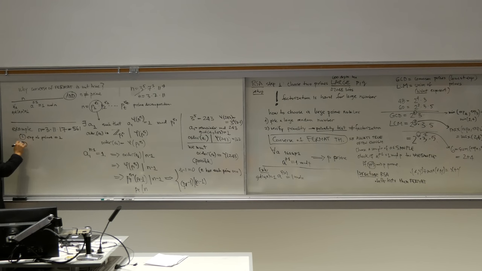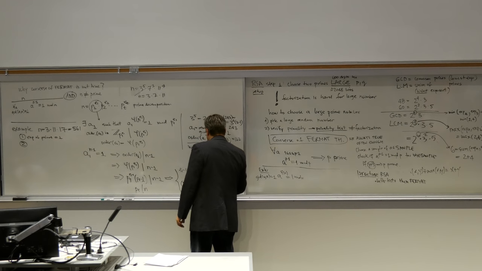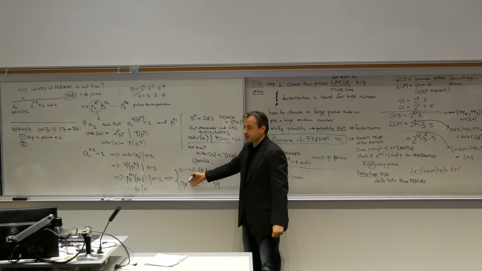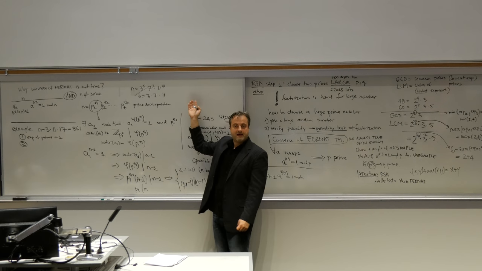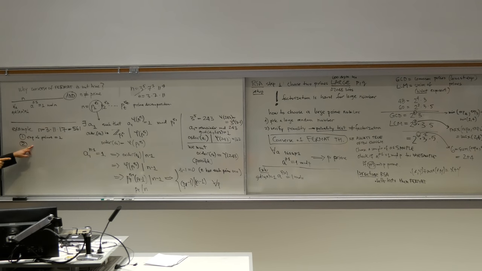Second condition, this has to happen for every prime. It's not just the first one. The way I prove the first one has to have this property, the other ones have to have the same property. So, what is that condition for 3, 11, and 17? For 3, 3 minus 1 must divide 561 minus 1, right? Is that true? 2 divides that, right.